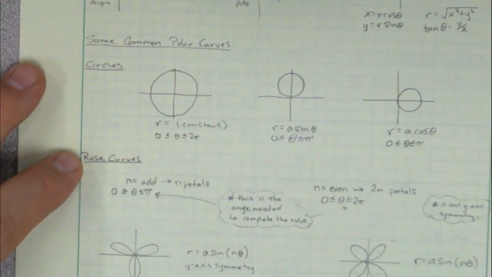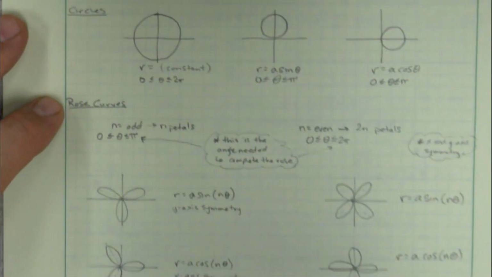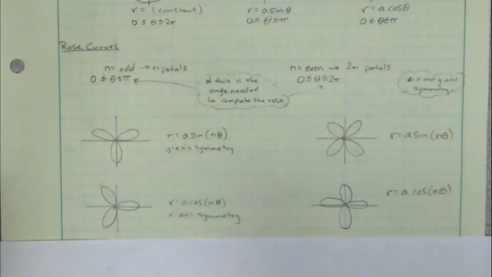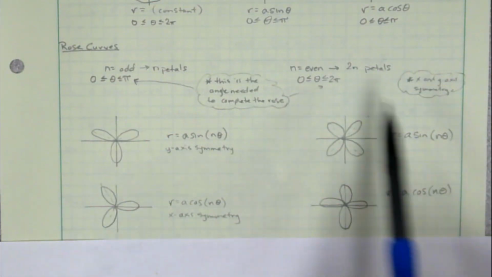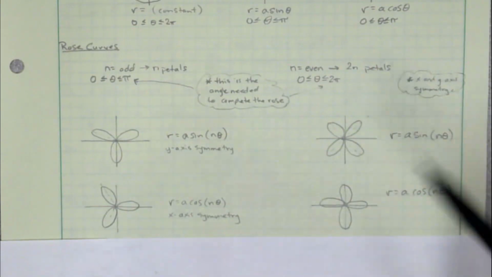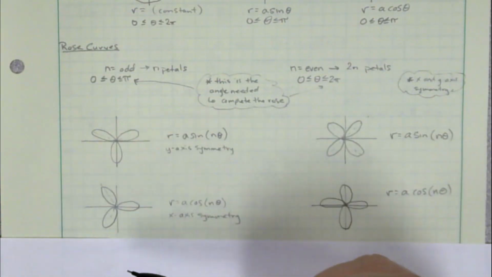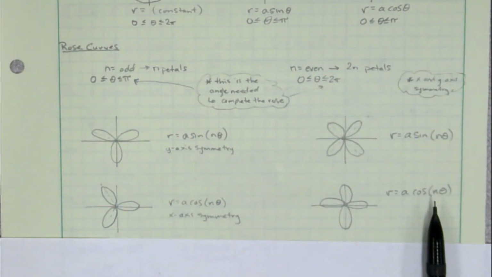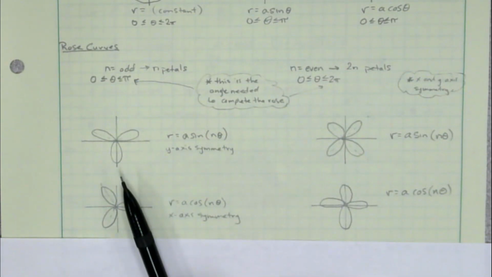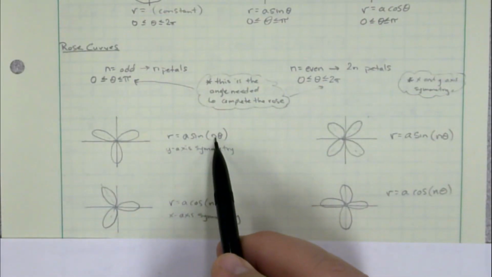Here's a rose curve. This is another common one that you're going to see. The rose curve comes in two formats. You have an odd number of petals or an even number of petals. I've only shown you the 4 and the 3. Look at the equations, they look almost identical. So how do I know if I have an odd number of petals or an even number of petals? It's based off of that number right there.